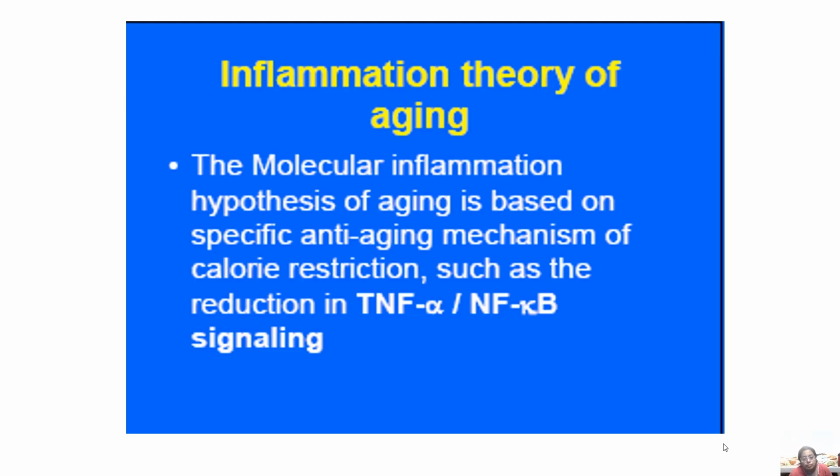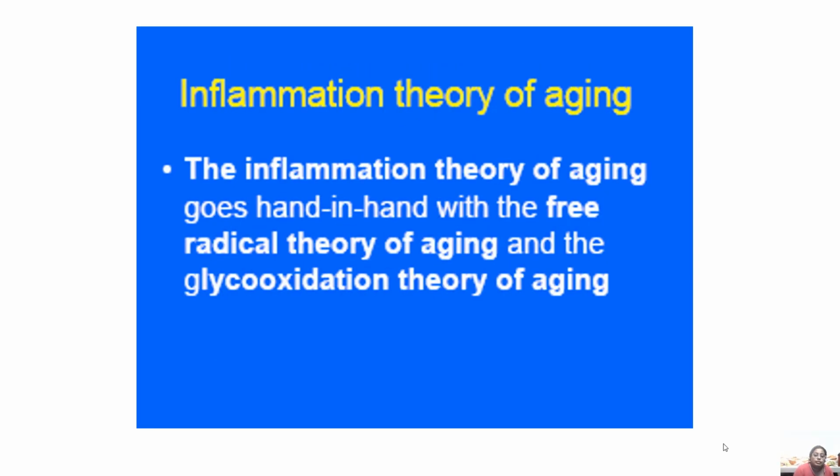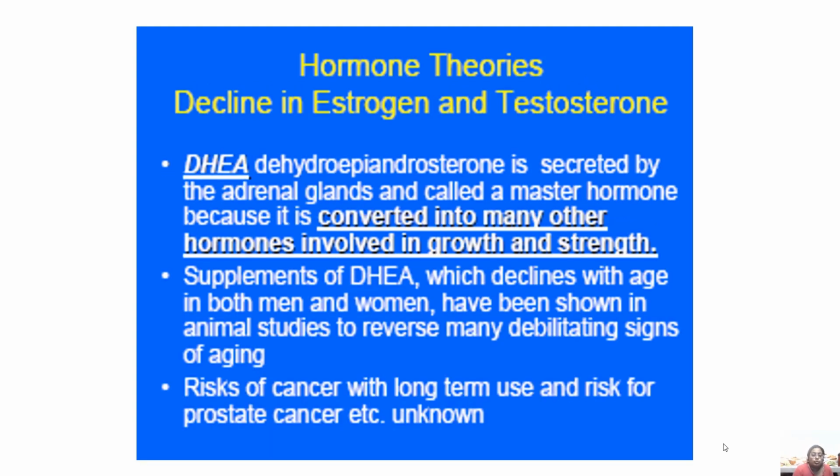The molecular inflammation theory of aging is based on specific anti-aging mechanisms of calorie restriction, such as the reduction in TNF alpha and NF kappa B signaling. The inflammation theory of aging goes hand in hand with the free radical theory of aging and the glycooxidation theory of aging. So, what are the hormone theories, such as declining estrogen? DHEA, dehydroepiandrosterone, is secreted by the adrenal glands and called a master hormone because it is converted into many other hormones involved in growth and strength.